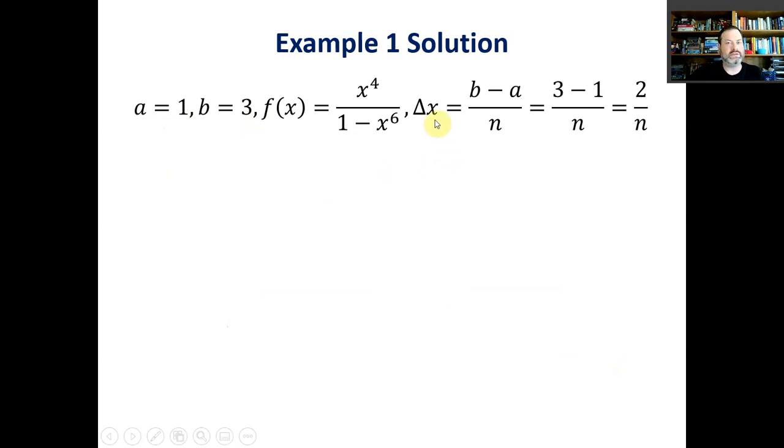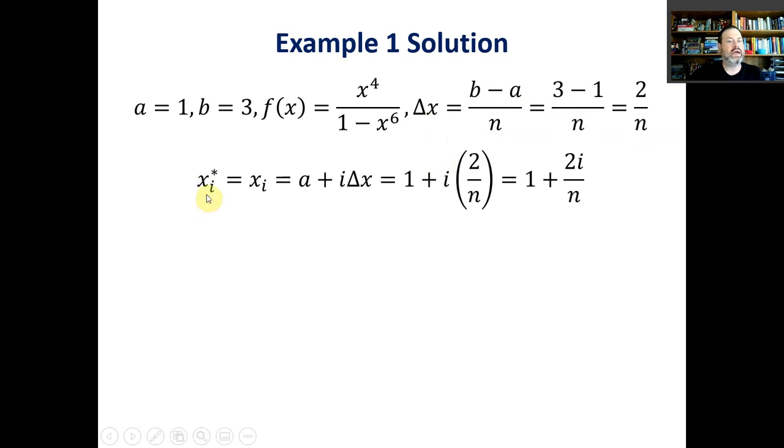Now I need to compute delta x and xi. So delta x is just b minus a over n, so it's 2 over n. Remember, we're not using xi star. We're just allowed to pick any xi star, so we're going to use xi. That's just a plus i delta x. A is 1. Delta x is 2 over n. So we get 1 plus 2i over n.